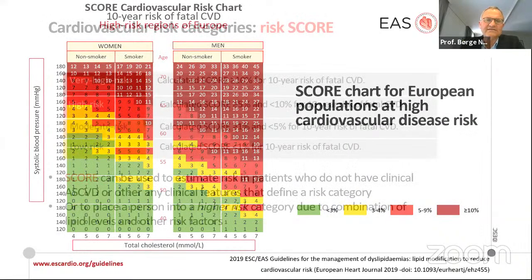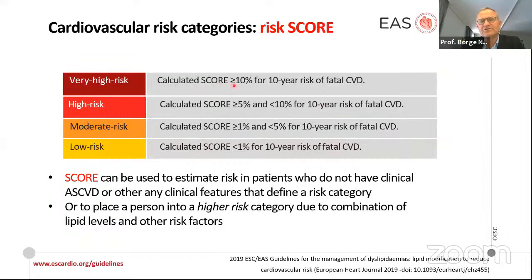In the guidelines, very high risk is a calculated SCORE risk more than 10% for 10-year risk of fatal disease. The high risk is between 5 and 10%, the moderate risk between 1 and 5%, and the low risk less than 1%. So SCORE, this risk tool, can be used to estimate risk in patients who do not have clinical ASCVD or any other clinical features that define a risk category.